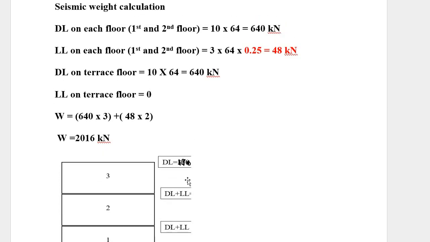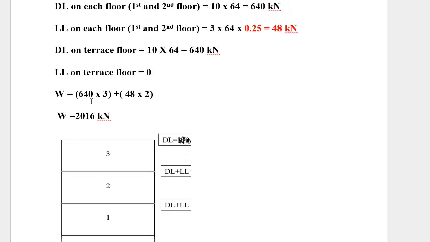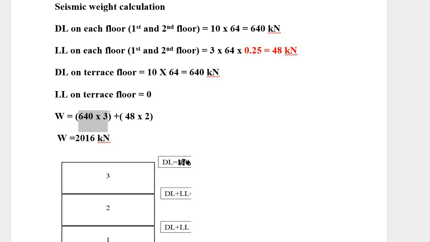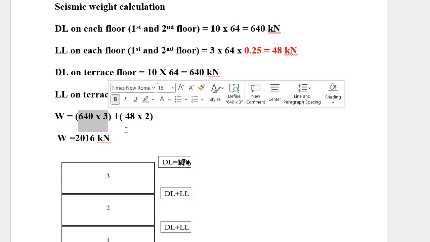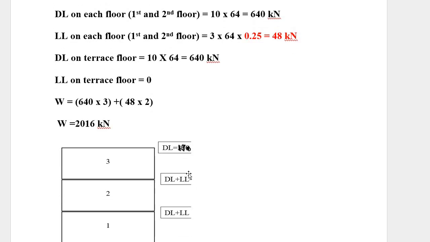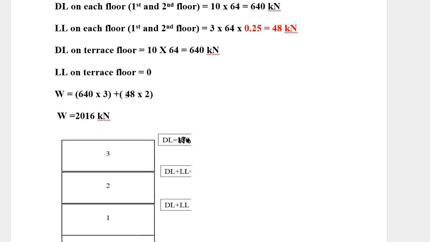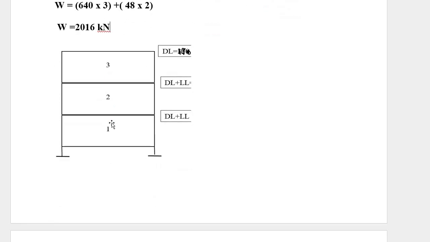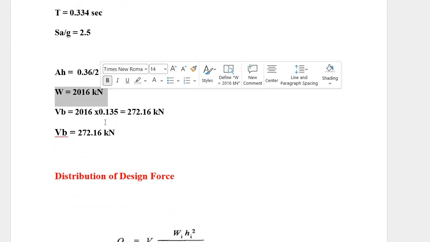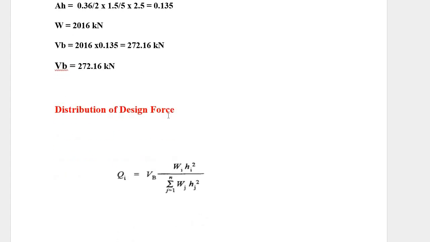Now, what is the total weight? See here, dead load is present in all the floors. So 640 into 3. But live load is present only on the 2 stories. So 48 into 2. So the total weight is 2016 kilonewton. So this is how the W should be calculated. Now go back here. So W I have taken here, multiply AH into W, you will get VB as 272.16 kilonewton.